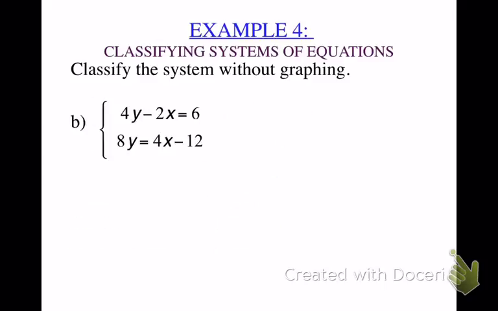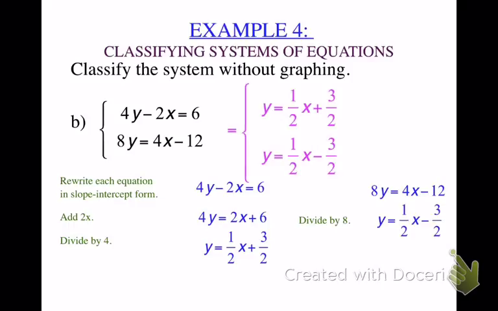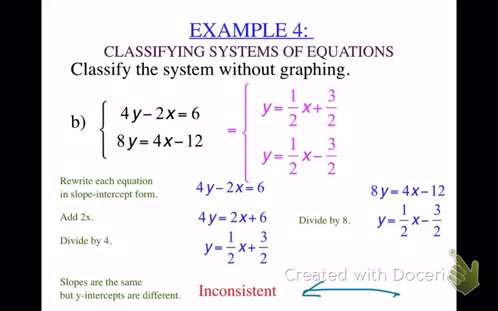Here, in a system of equations, let's put them all in slope-intercept form. And we have to do both of these this time. Okay? Notice that my slope is the same. And my intercepts are different. So that means that this is a set of parallel lines. And remember, parallel lines are inconsistent. Means they do just whatever they want. They don't have anything in common with anybody.